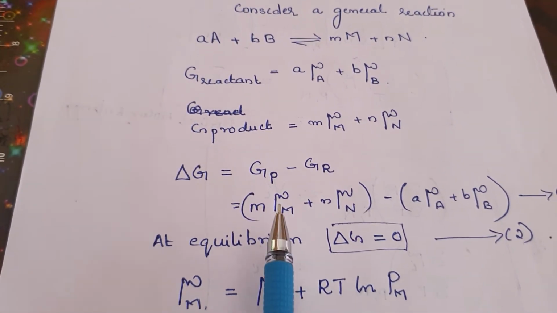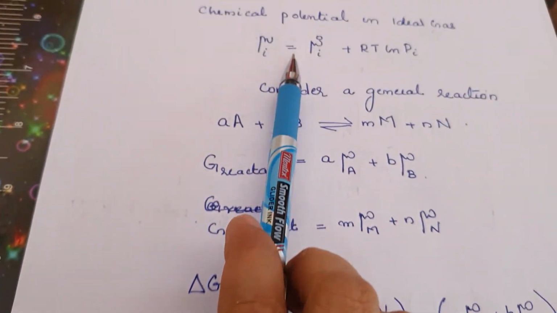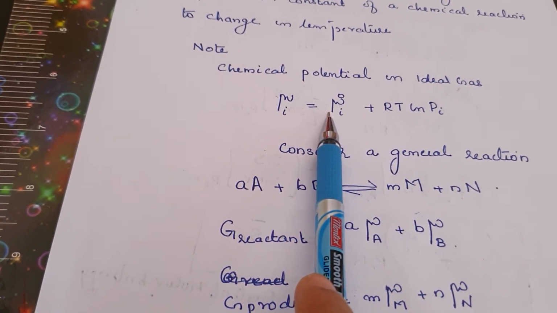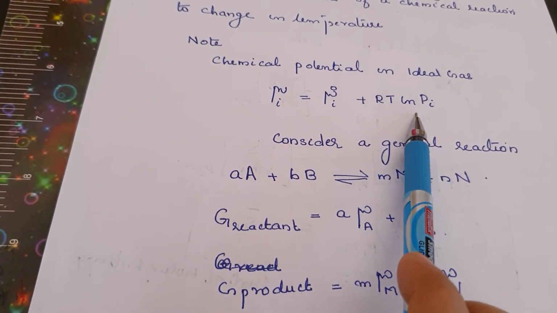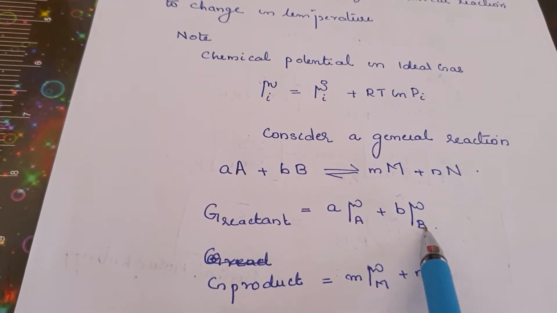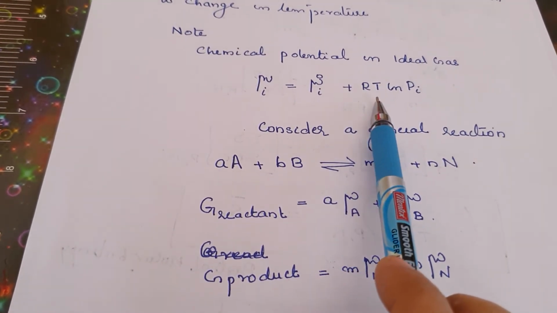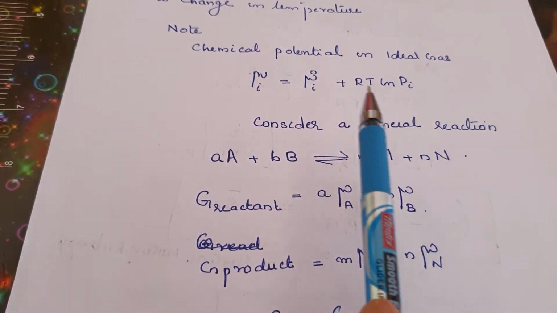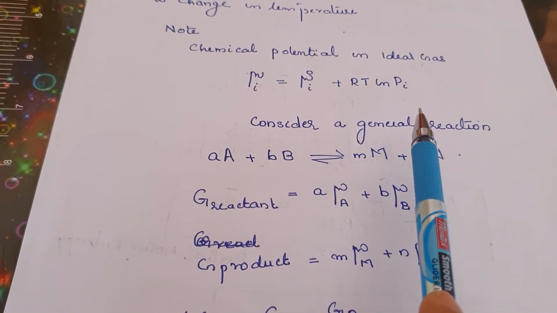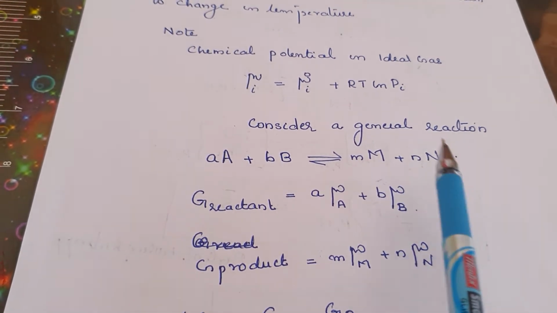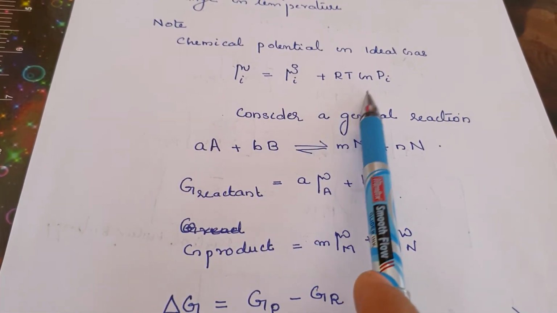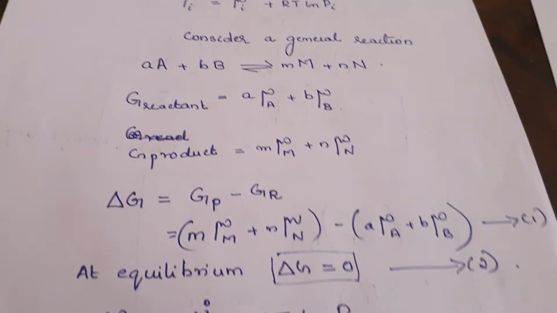Now we will substitute each one based on this expression. μA is equal to μ0A plus RT ln PA. μB is equal to μ0B plus RT ln PB. μM is equal to μ0M plus RT ln PM. μN is equal to μ0N plus RT ln PN. That we will substitute.